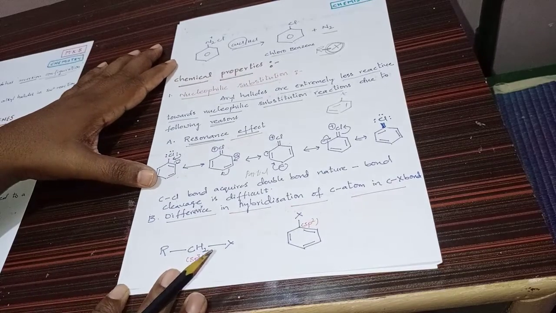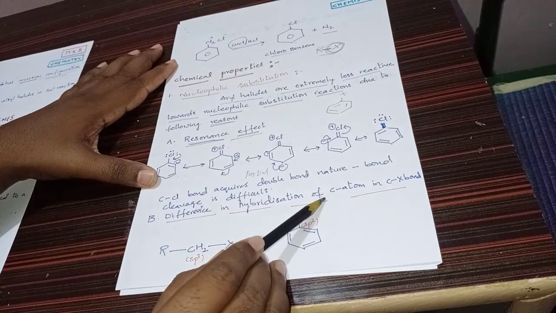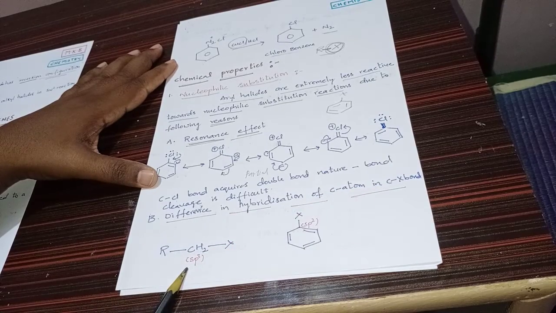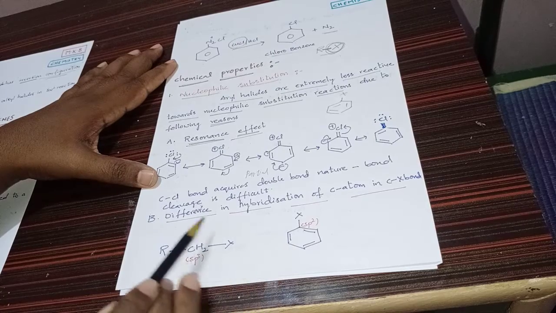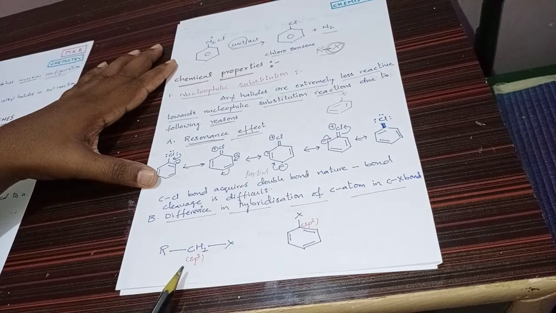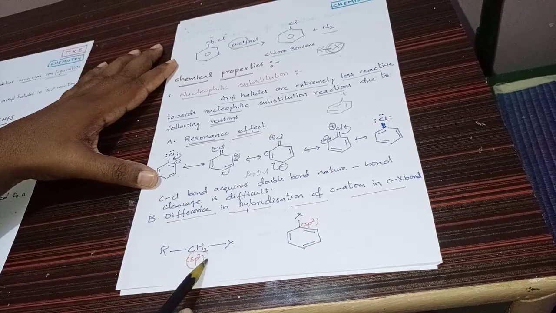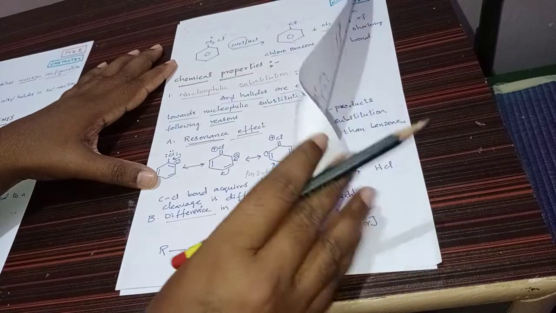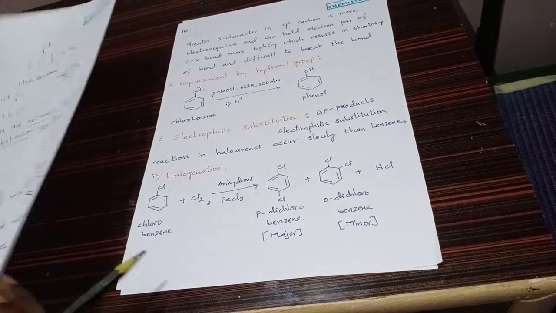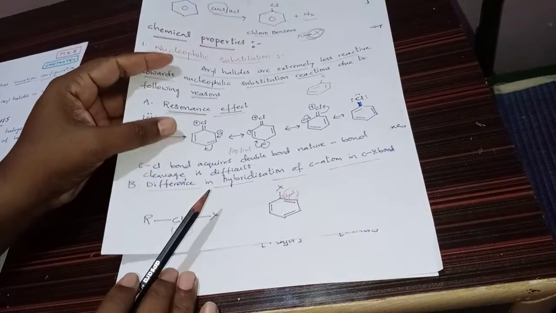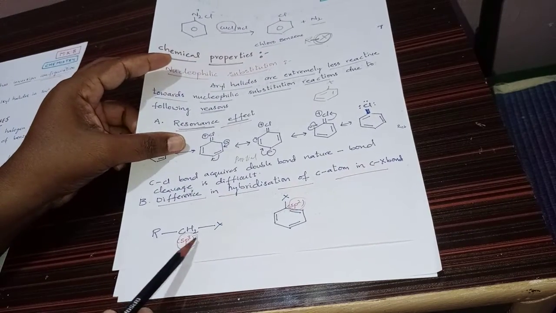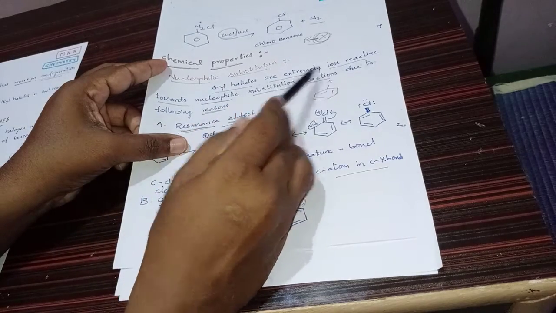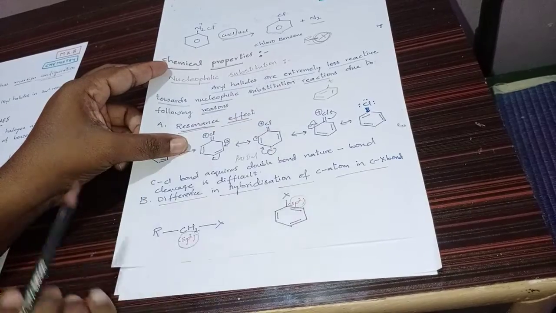And one more reason is the difference in hybridization of carbon atom in the carbon and X bond. So this is alkyl halide, this is aryl halide. Difference in hybridization of carbon atom. In case of alkyl halide, it is sp3 hybridized. In case of aryl halide, it is sp2 hybridized. Why? So what makes aryl halides extremely less reactive towards nucleophilic substitution?